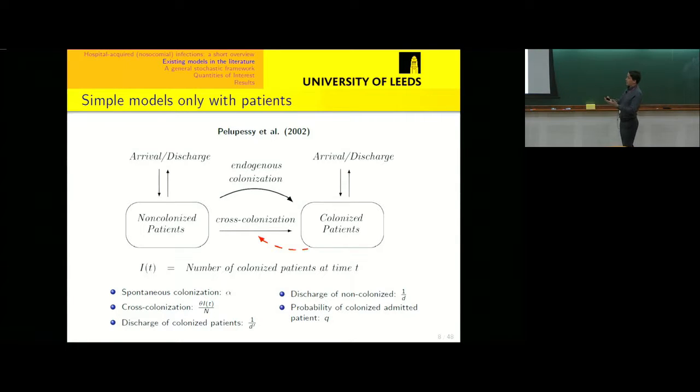And then you make some assumptions about the events that can happen in your system. So you can have that a non-colonized patient becomes colonized. That can be due to cross-colonization. It can be due to endogenous colonization, or non-colonized patients or colonized patients can arrive or can be discharged from the hospital. And basically what you do when you develop a model in this area is to make a number of assumptions here about the rates at which these different events happen over time, or the probabilities at which these different events happen over time.